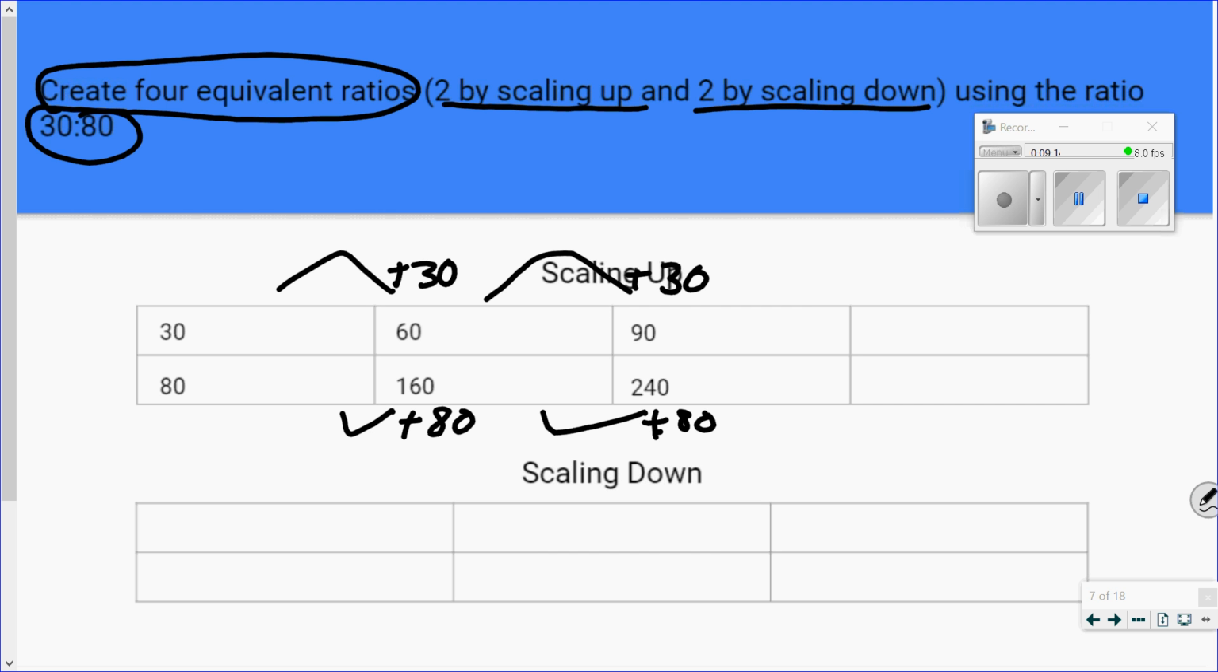Plus 80. All right, so we were only supposed to do 2, but we're going to do 1 more. Yes, the 320. 320. All right, so now we know that right here when we're scaling down, we're starting right there. So who can give me the next one?